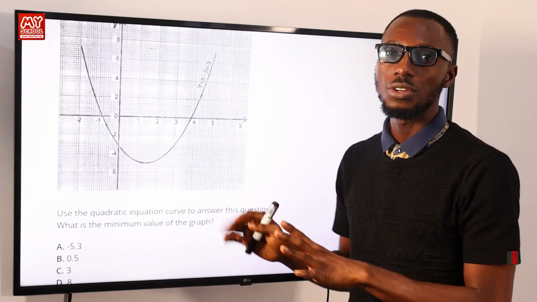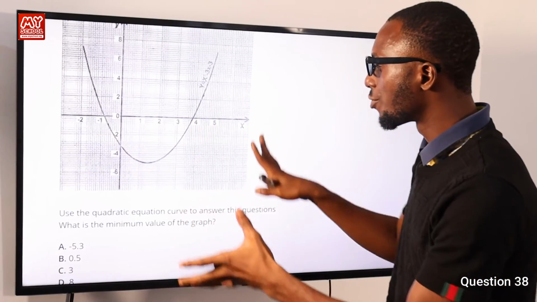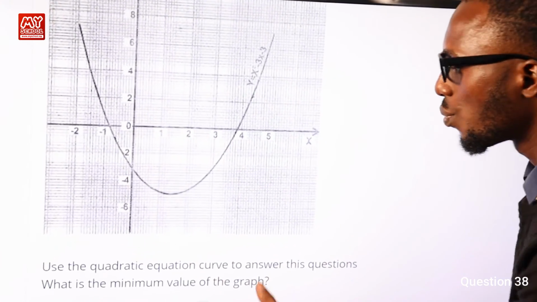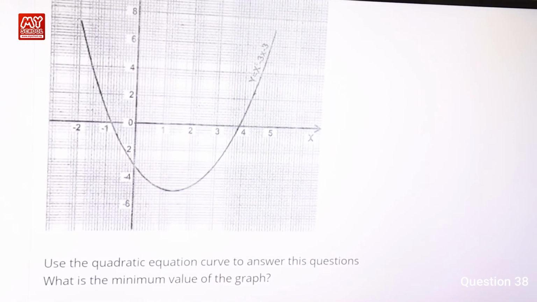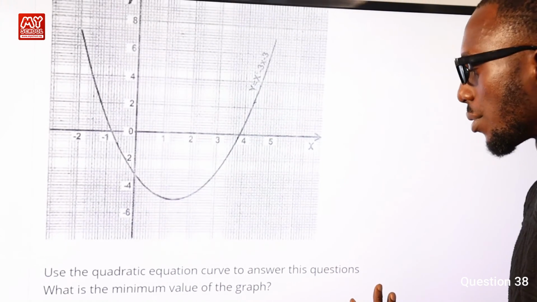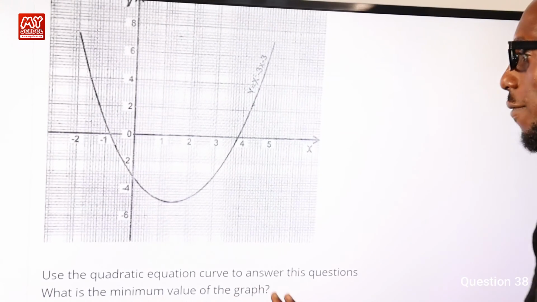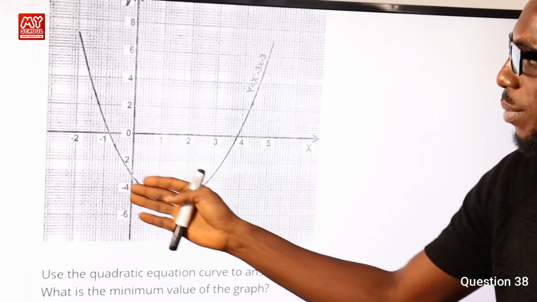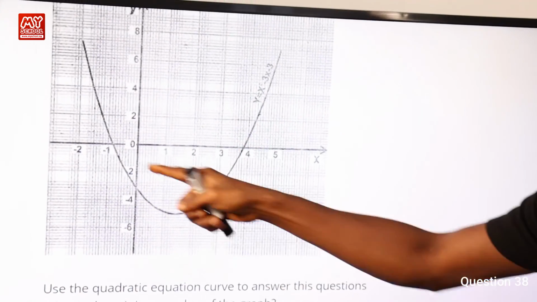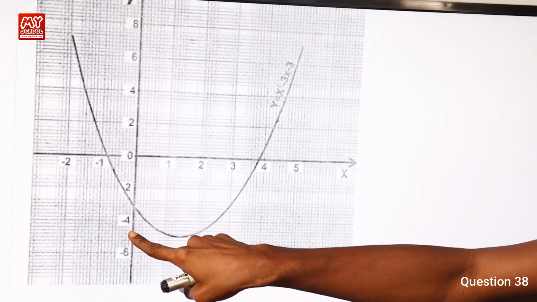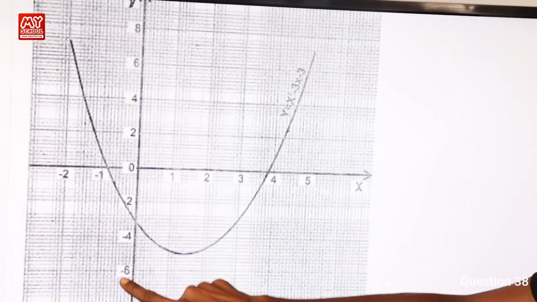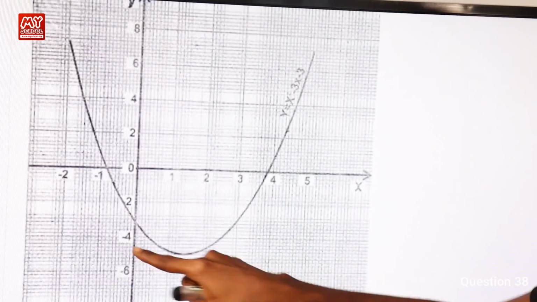Okay, so we have question number 38. Looking at the graph we have before us, the question requires that we use a quadratic equation curve to answer this question. What is the minimum value of the graph? If you look at the graph, this is the minimum value for y. This is minus 4. You can see it's between minus 4 and minus 6, so this is around minus 5 point something.